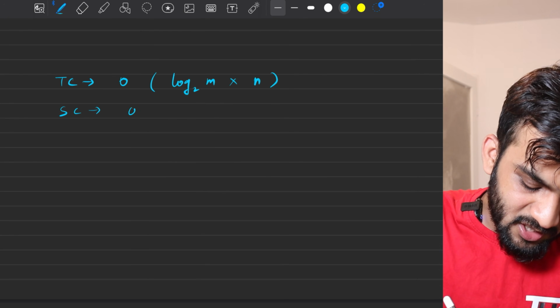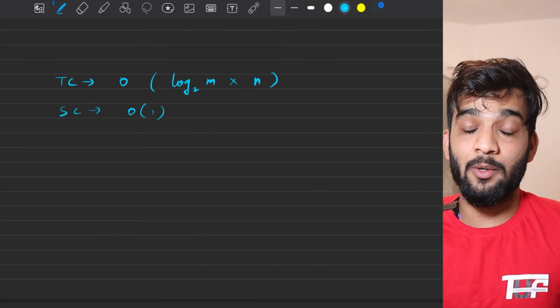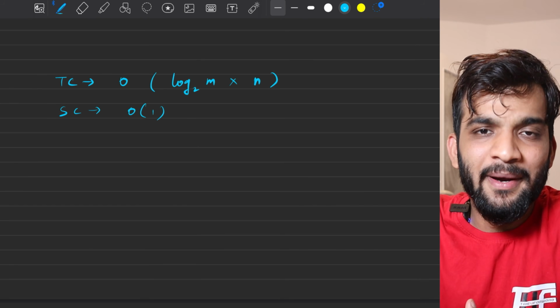What about the extra space? I'm not using any extra space. So Big O of 1 is my space complexity, and this will be the most optimal solution. So this will be it for this problem.